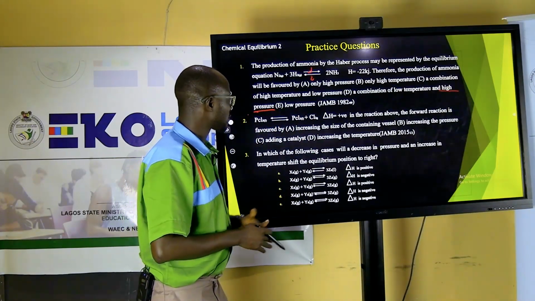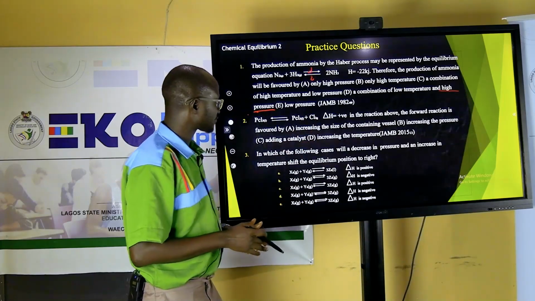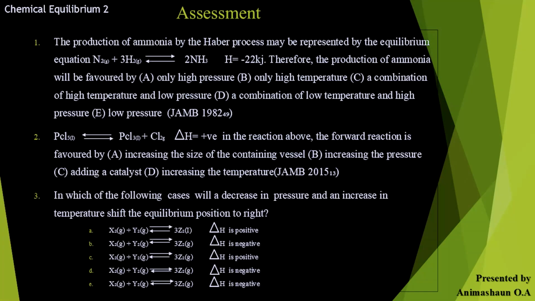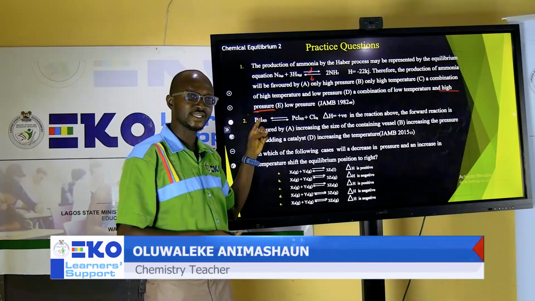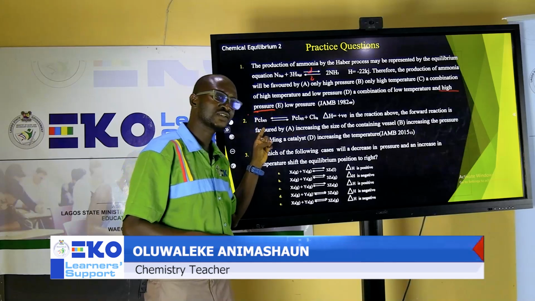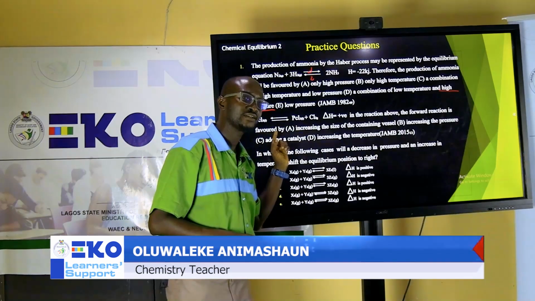So if we look at it in terms of pressure, is there any of the options? Okay, we have pressure there. If you look at it in terms of pressure, there is 0 number of moles on this side. Who can tell us the reason why there is 0 number of moles on this side?